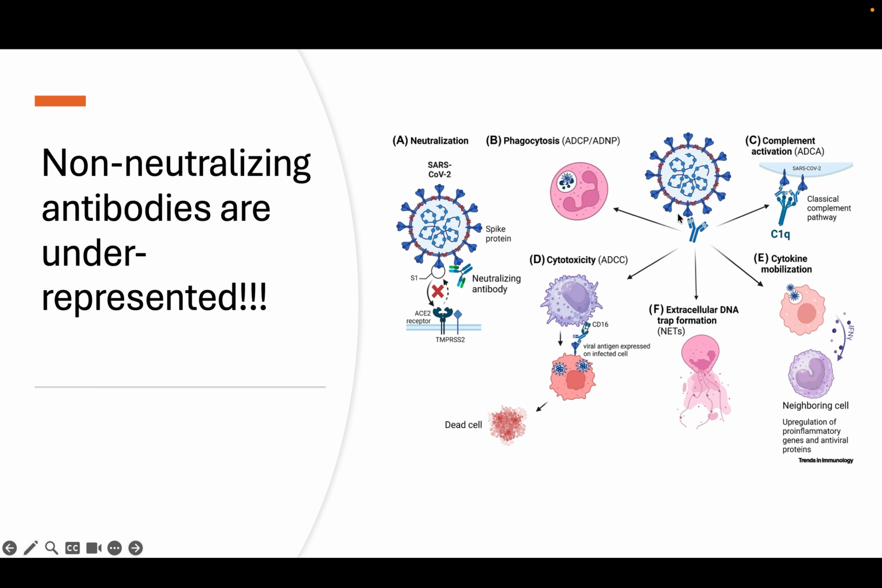These are called non-neutralizing antibodies. They still bind to the viral receptor that is responsible for binding to the host receptor, but they're not really disrupting that interaction. However, they're also super important. They have become very underrepresented. People used to think that only neutralizing antibodies are important. No, as I just explained, these non-neutralizing antibodies can really do a lot of other things. They can do phagocytosis. They can also do complement activation. They can cause neutrophils to start releasing NETs. They can also do a lot of cytotoxicity.